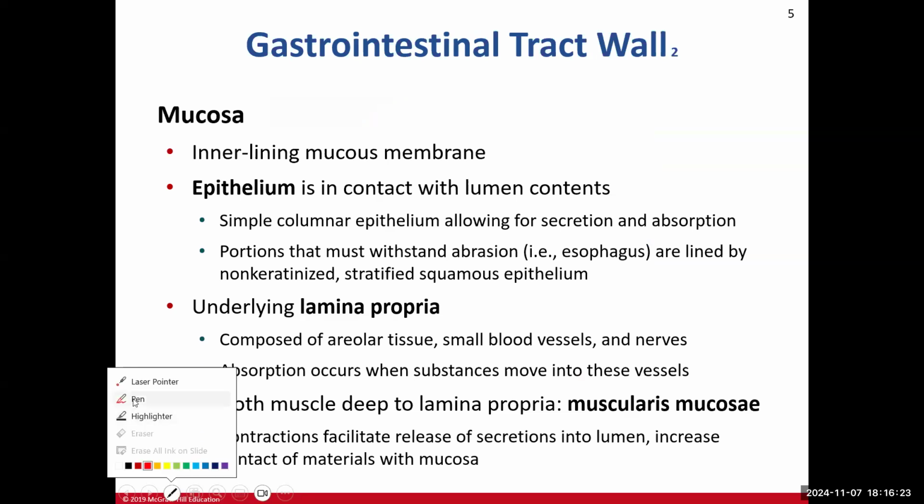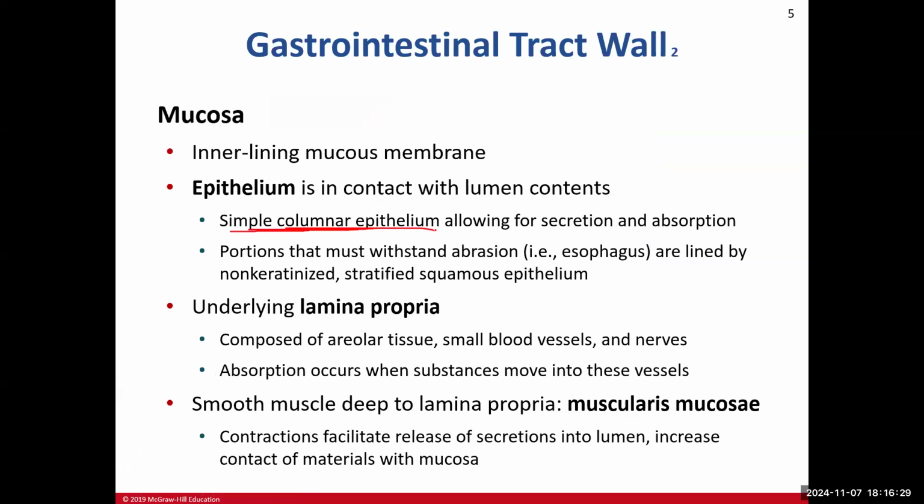Okay, so the innermost layer is the mucosa. That is the epithelium. Primarily, it is going to be simple columnar epithelium. And you learned this way back in chapter 5. And that's primarily going to line the majority of your digestive tract. Now, we're going to run into a couple places in the digestive tract in which that lumen is going to be lined by a different type of epithelium. For example, it's going to be lined by stratified squamous epithelium.